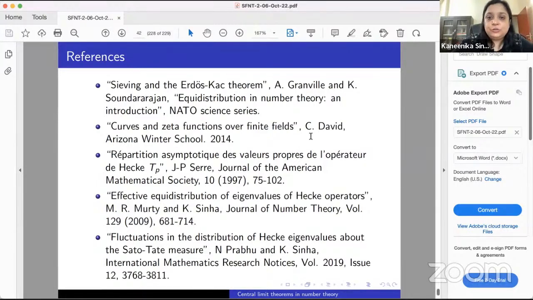Then I mentioned these notes of Chantal David, Curves and zeta functions over finite fields. These are notes from some lectures that she gave at the Arizona Winter School in 2014. With respect to the eigenvalues of Hecke operators, I'd like to refer to the paper of Serre. This is the fundamental paper in this field. This paper is in French, so if you don't want to read in French, you can read my paper with Murty, where essentially we translate all of Serre's paper and also give more general principles to derive effective error estimates in equidistribution theorems. Then in my paper with Neha Prabhu, we talk about the central limit theorems.